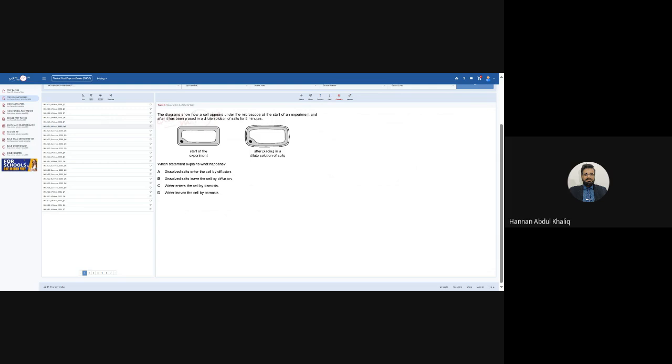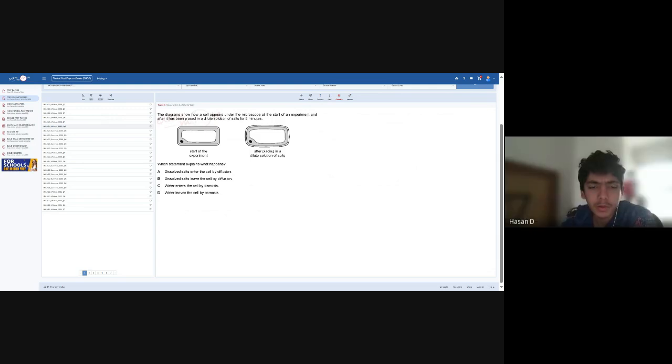Higher water potential to lower water potential, always. Active transport is the opposite only. Diffusion and osmosis have the same principle.